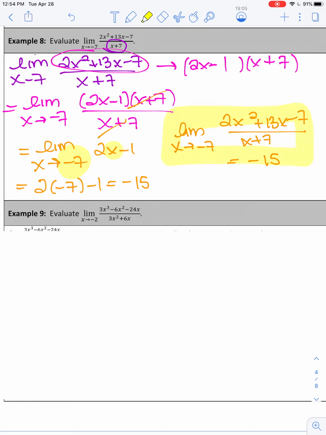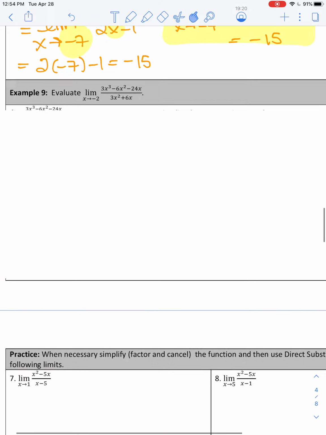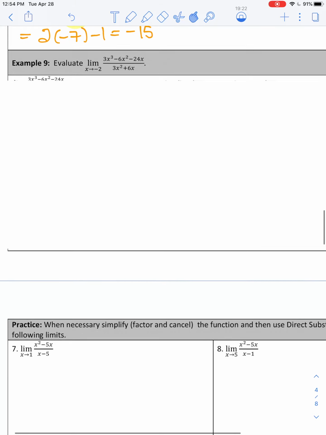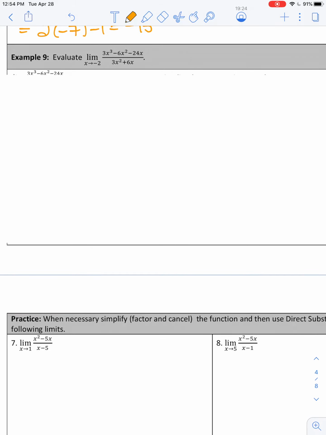And again, it would be a good idea to pause the video and check out what's happening graphically. You can see how all of this affects the graph in the guided notes that are posted. Okay, one last one for factoring and canceling. It's a little bit more complicated. It's not quite as obvious that there's an issue when you plug in -2 in the denominator, but we can go ahead and quickly verify that.